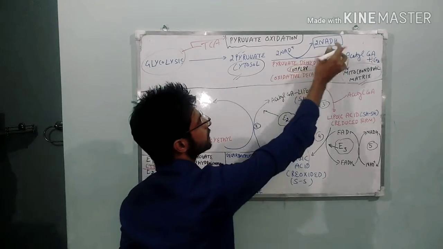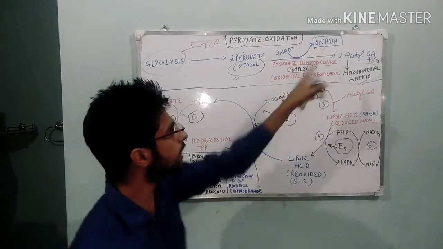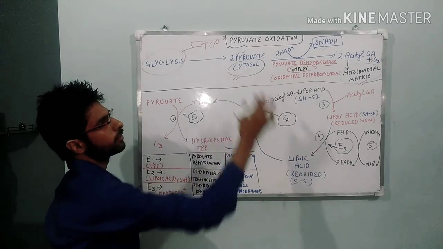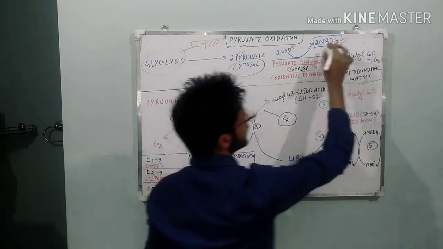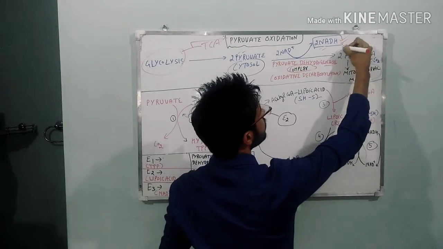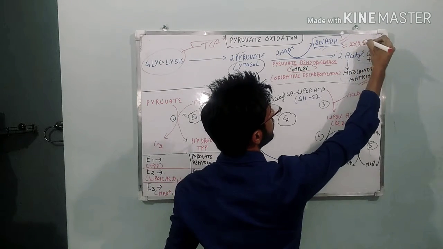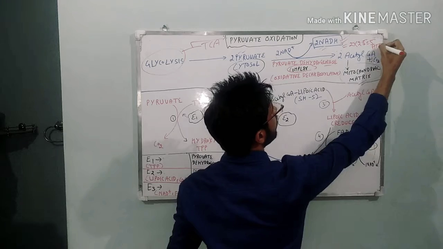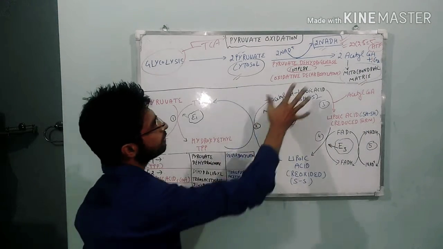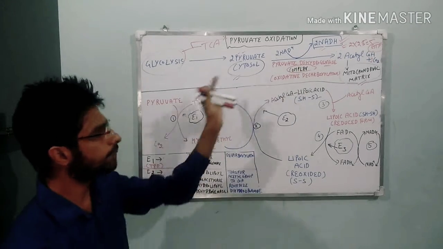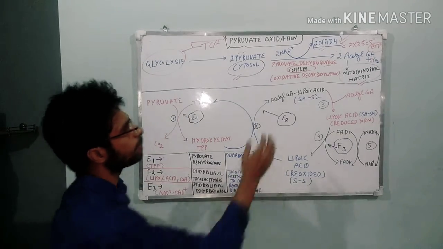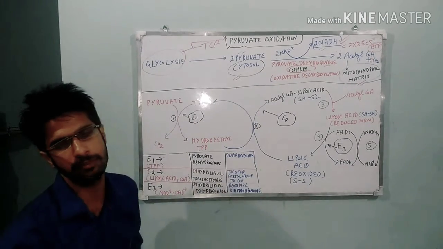So 2 NAD positive is converted into 2 NADH. We are going to get it. So the net product of the pyruvate oxidation is 2 NADH. When we change that into ATP, that is 2 into 2.5, that is 5 ATP, we are going to get 5 ATP. Now that is the simpler, complete reaction. Now we are going to take a look at the pyruvate dehydrogenase complex and the mechanism.